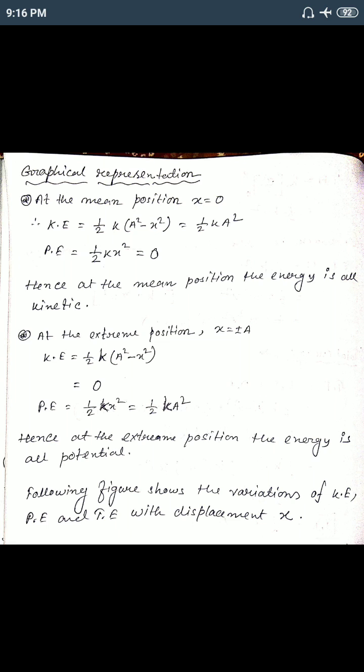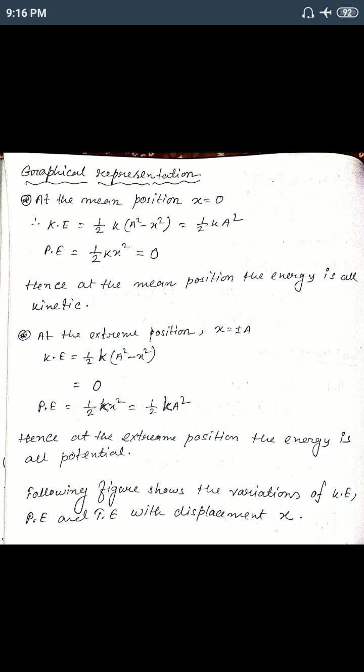At the extreme position, x equals plus minus a. Plus means the positive x side, minus means the negative x side. So kinetic energy will be 0, but the potential energy is half k a square. So at the extreme position on both sides, all energy is potential. In the mean position, all energy is kinetic and potential energy is 0. In the extreme position, kinetic energy is 0 and all energy is potential energy, that is half k a square.